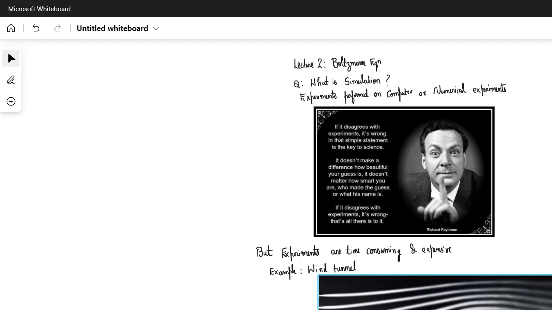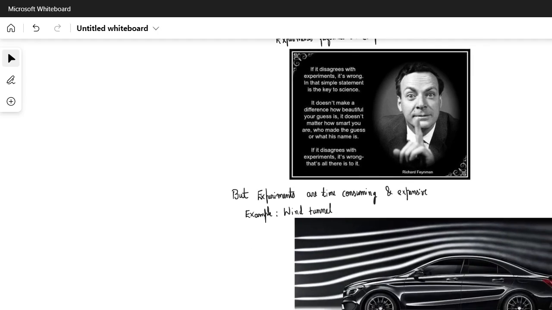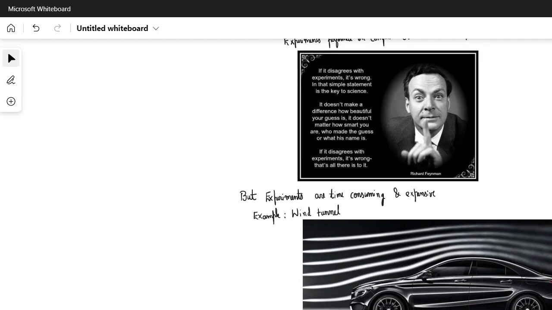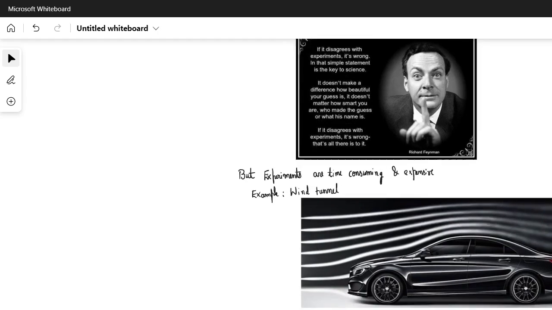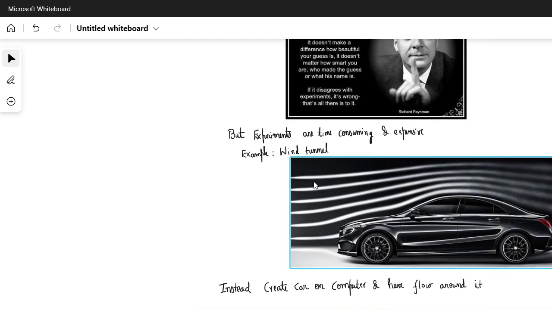if you want to know about the aerodynamic design of a car, either you have the full scale car or a model of the car, you place it in a wind tunnel and you have smoke around it, and you compute what is known as the drag force on the car. We cannot afford to build a wind tunnel, so what we are going to do is create the same car on a computer, and we can have flow around it.